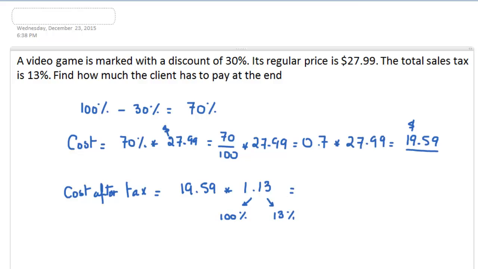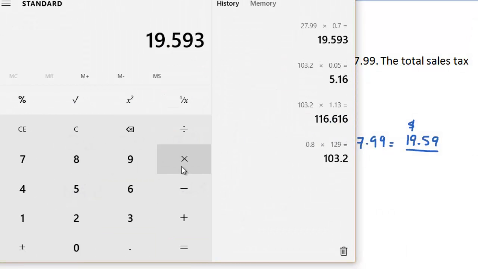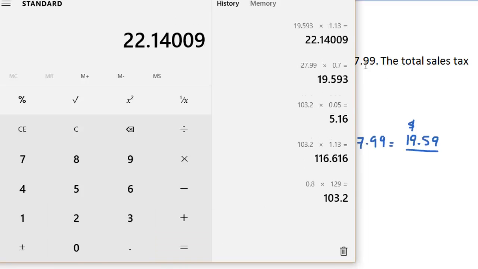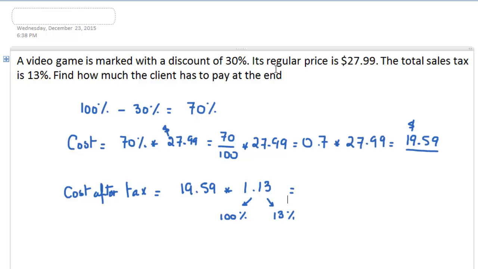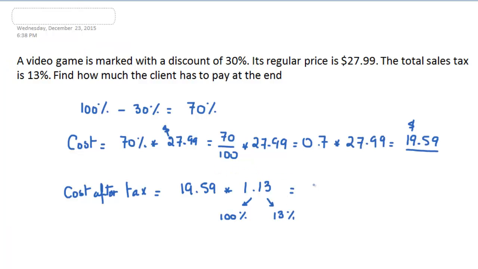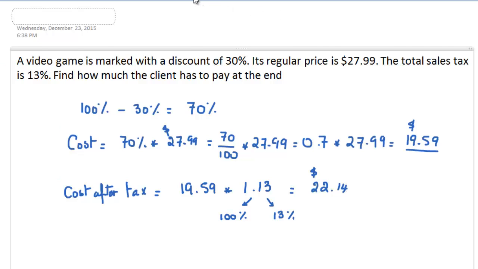So 19.59, I will times it by 1.13 equal $22.14. So this will be the cost of the video game after the discount and after paying the tax. Let's see another example for commission.